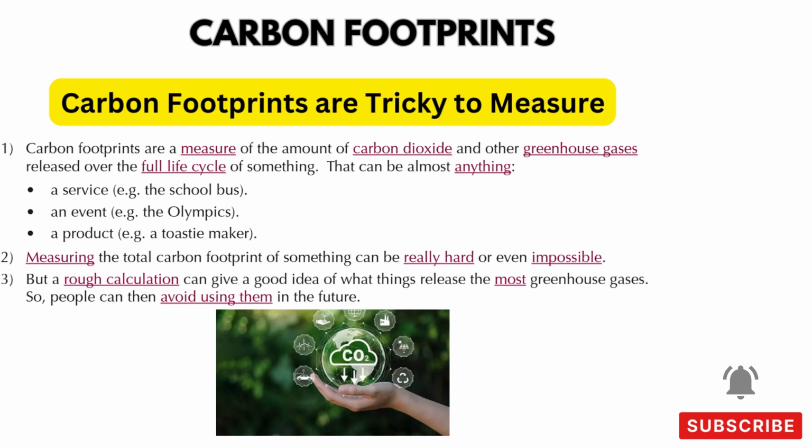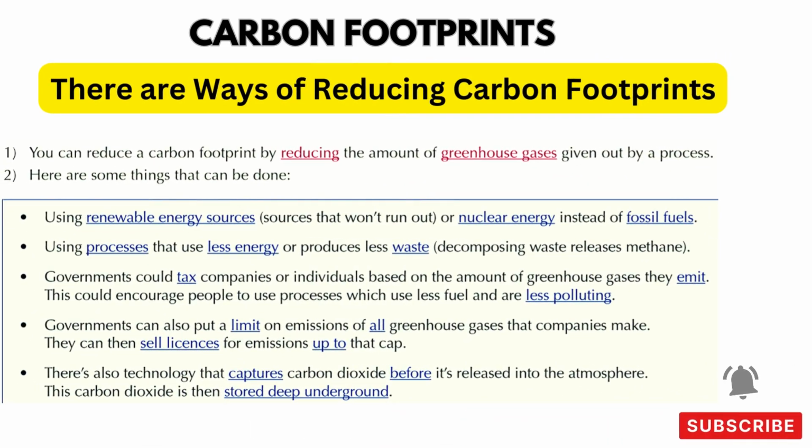but a rough calculation can give a good idea of what things release the most carbon dioxide and other gases, so people can then avoid using them in the future. There are ways of reducing carbon footprints. You can reduce a carbon footprint by reducing the amount of greenhouse gases given out by a process. Here are some things that can be done.